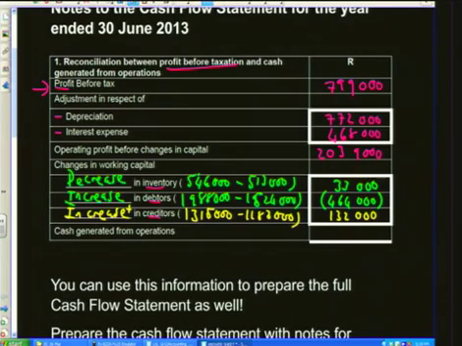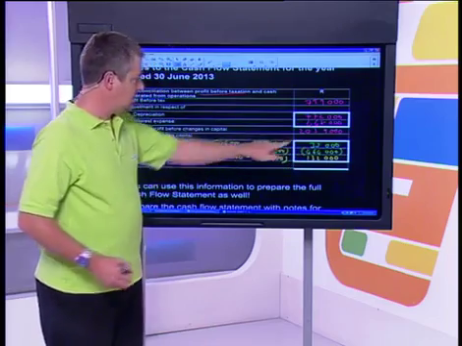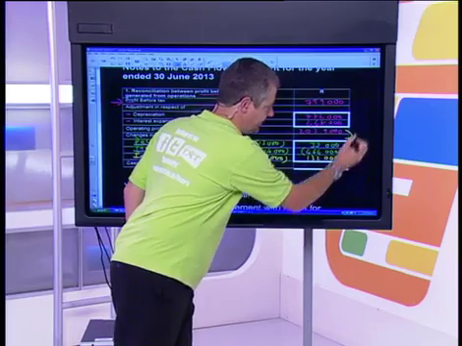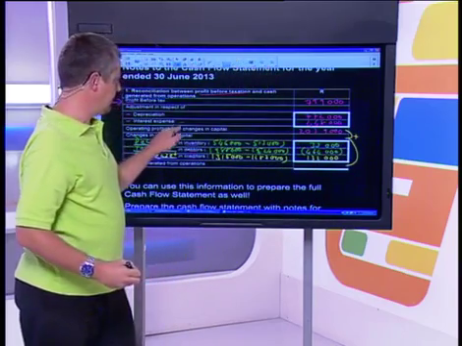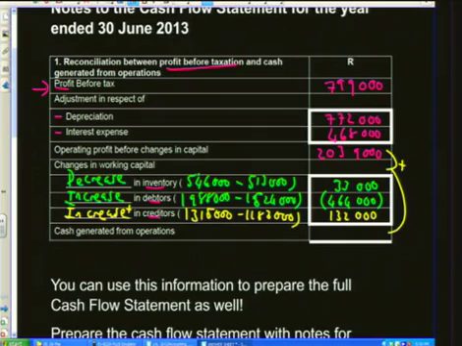So that's basically the completion of note 1. You would just now have to add these three numbers together to calculate the changes in working capital, and then this plus this, in other words, your operating profit before changes in capital plus the changes in working capital is going to give your final answer, which will appear here, and that answer is going to appear on the face of the cash flow statement as your cash generated from operations.